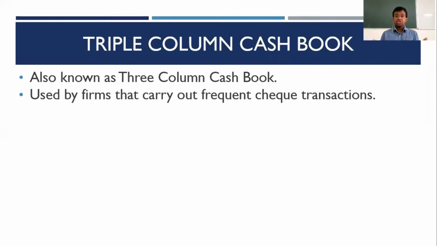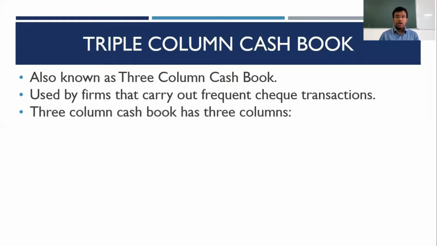In a nutshell, maintaining transactions in a two column cash book is not so feasible or easy, unlike the other cash books. So the triple column cash book is exclusively meant for businesses or firms which carry out a large number of transactions with the help of checks. In the three column cash book, we will have three separate columns.